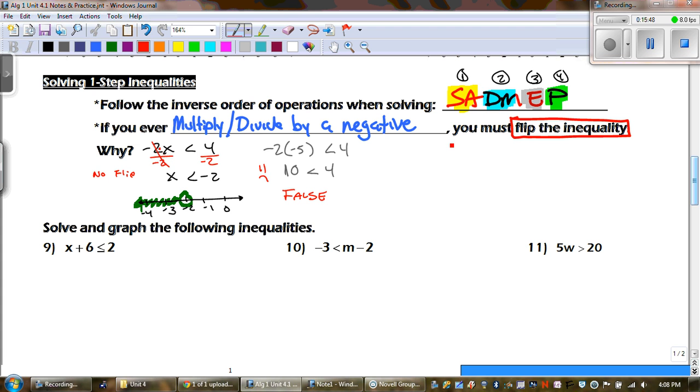Okay? So even though we just did everything right, we did not flip the sign. Okay? And so let's do it the other way. So -2x is less than 4. Doing it the right way, you divide both sides by -2, and you get x, and 4 divided by -2 is -2. And the key thing here is you have to flip that sign.